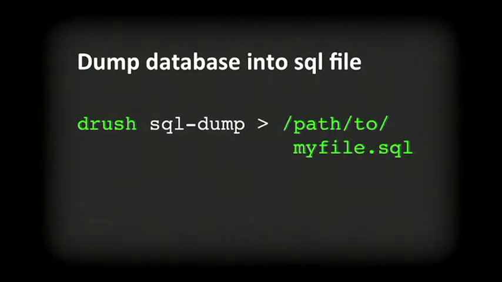Another useful command is SQL dump. Sometimes you don't have the database details, or you've got to go into the settings file to get them, or you just don't have access to the database anywhere else through the Drush shell. You could use mysqldump to do it if you know those commands, but Drush SQL dump, a pipe or greater than sign, and then the path to your file would just export the database and put it wherever you wanted to put it. So that's very useful, and a very powerful way of doing that.